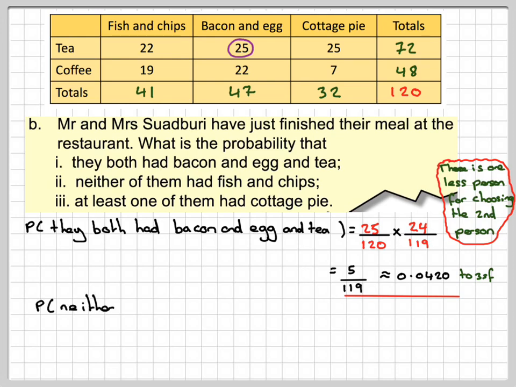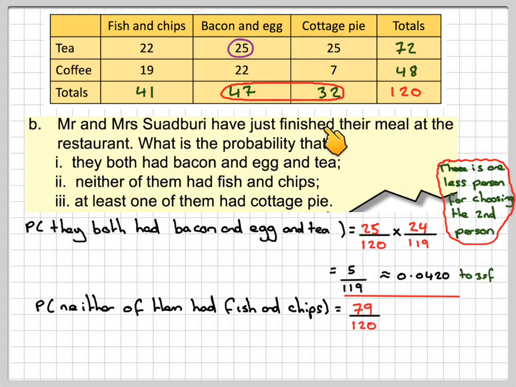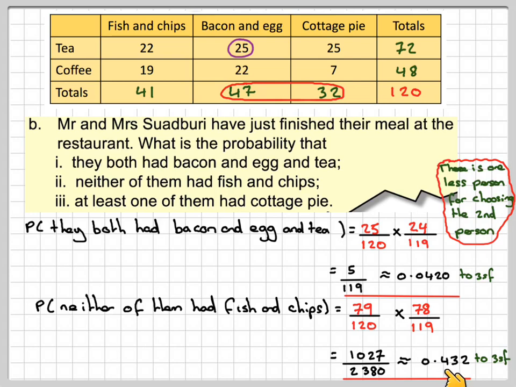The probability that neither of them had fish and chips. So these are the ones that had fish and chips, these are the ones that neither had fish and chips, so that's going to be 79, 49, 47 plus 42 out of 120 for Mr. And then for Mrs. it will be 78 out of 119, which gives me 1,027 over 2,380. And then finally, that gives you 0.432 to 3 significant figures.